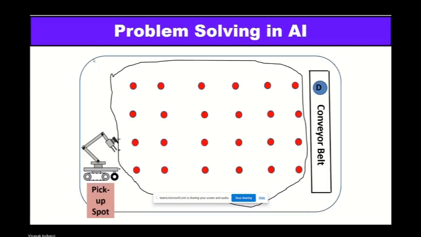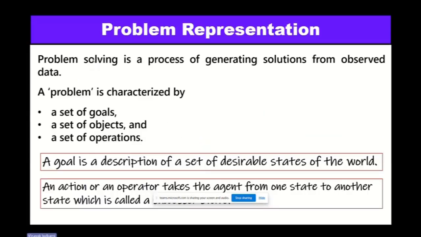So now how is it done? First of all, let us define certain terms. First of all, a set of goals. That means what should be done. So the bot has picked up the object. Now step by step it has to go there. Then a set of objects and a set of operations. So overall, the problem means what? What are the goals? What are the objects? And on these objects, what operations are to be performed? Then the goal is a desirable state, right? And any action is called an operation. The action is taken on an object.